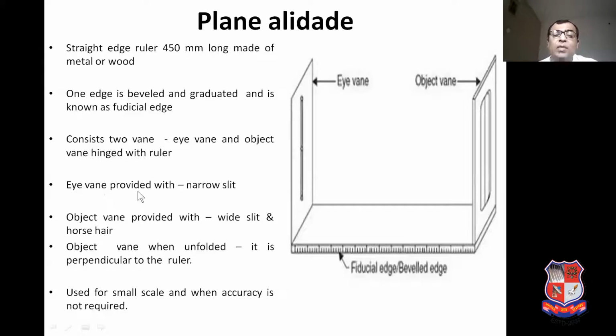The eye vane is provided with a narrow slit and the object vane is provided with a wide slit, and in the center of the object vane one cross hair or thread is provided. The object vane, when unfolded, is perpendicular to the ruler. So when you unfold the object vane and eye vane, both will become perpendicular to the ruler. Plane ALIDADE is used for small scale surveying work when the accuracy demand is not high.